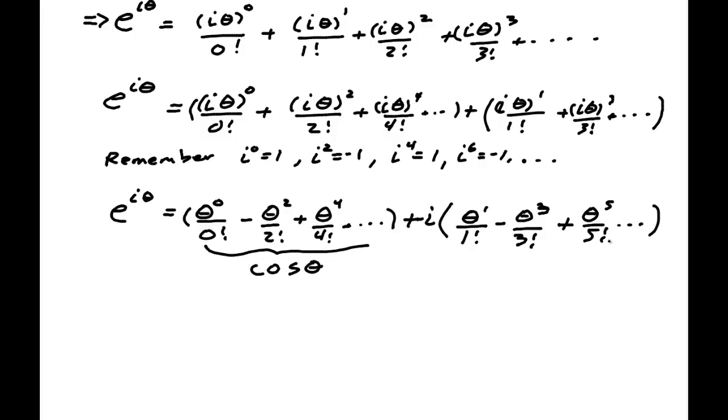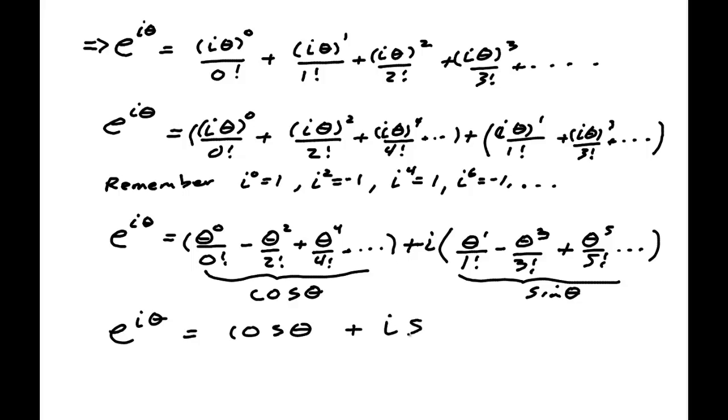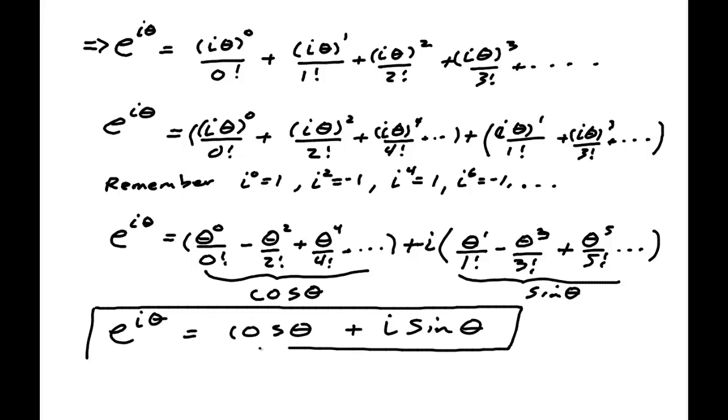This term here, I have odd powers, plus, minus, plus, minus. When I look at that, that is the sine, except instead of x, I have theta. So this right here is sine theta. So e to the i theta is cosine theta plus i sine theta. And so I've proved that what this is this.